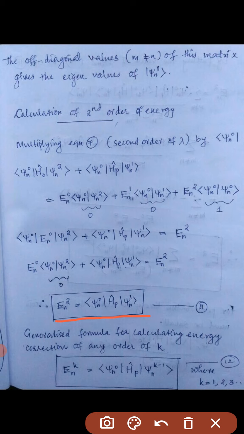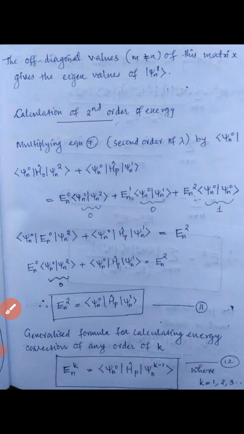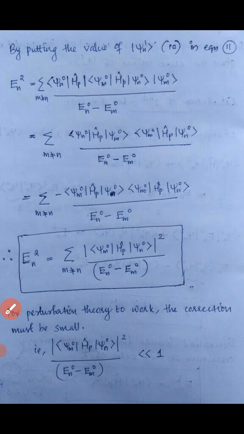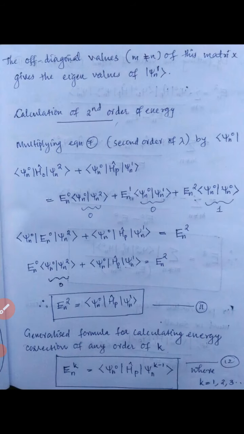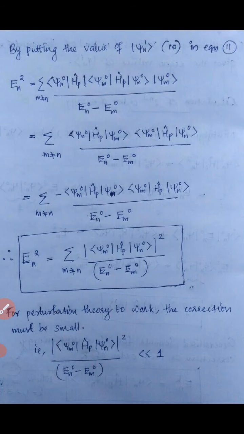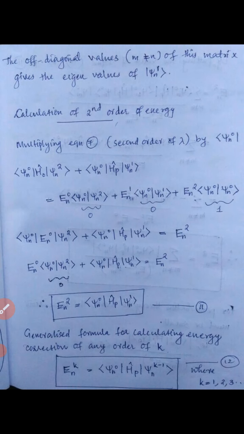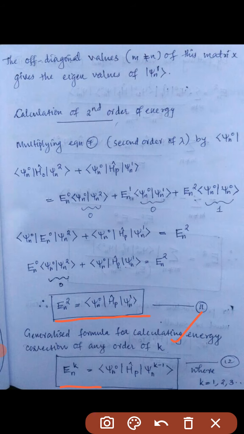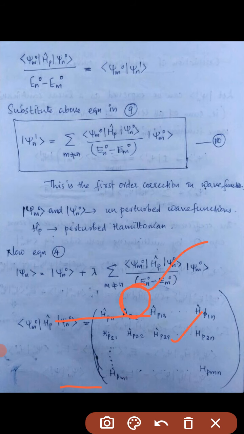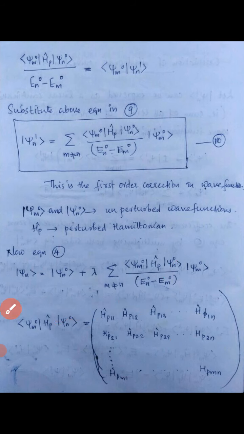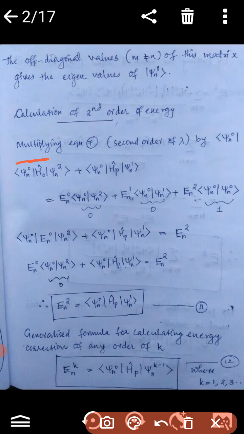The generalized formula for calculating the energy correction of any order k can be written in this form: En k is equal to psi n0 hp psi n k minus 1, where k is equal to 1, 2, 3, etc. Now we can put the value of psi n1, that is equation number 10, in equation number 11. Because here is a ket psi n1, and we already found out the value of this ket psi n1. Therefore we can substitute equation 10 in equation number 11.